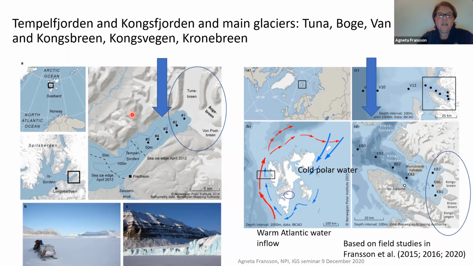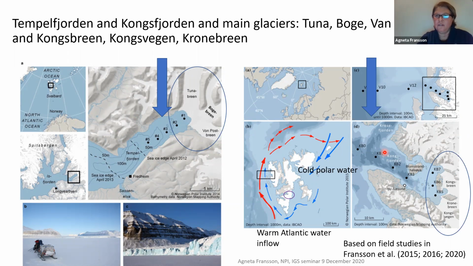Sometimes it varies a lot. For example, in 2012, the ice edge was here in the middle, and then the year after it was further out in the fjord. It depends a lot on the year and on the atmospheric conditions.